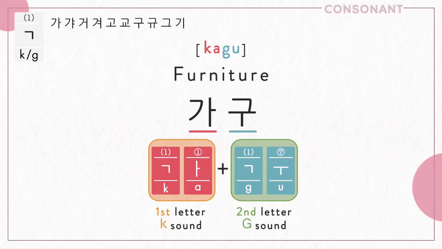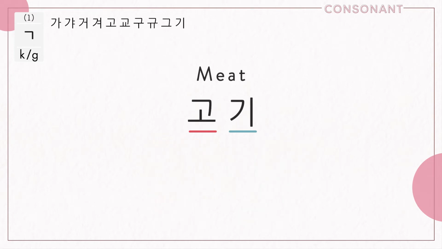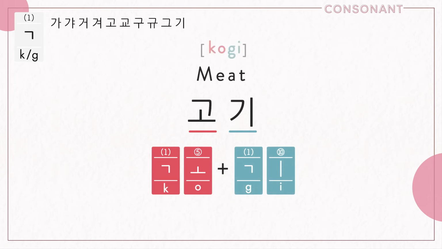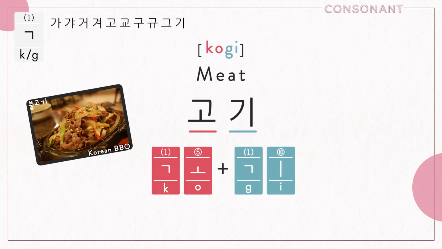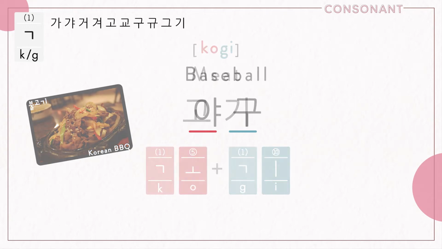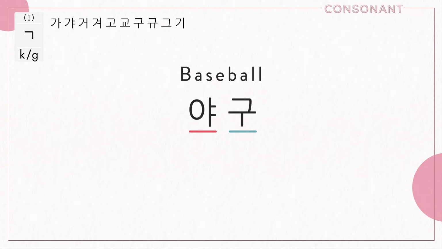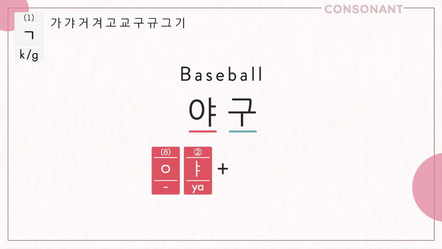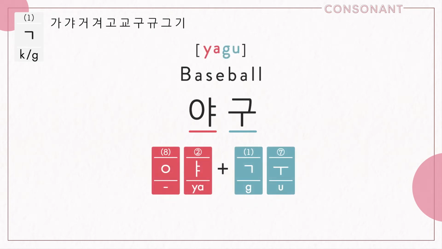It is an initial consonant in the first letter, so you can read it as a K sound. Next one, meat, kogi, is ko plus gi, kogi. I'm sure you've heard this word bulgogi, right? Bulgogi is a Korean barbecue. How about baseball? Yagu is ya plus gu, yagu.